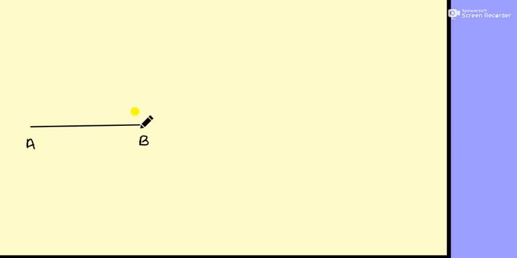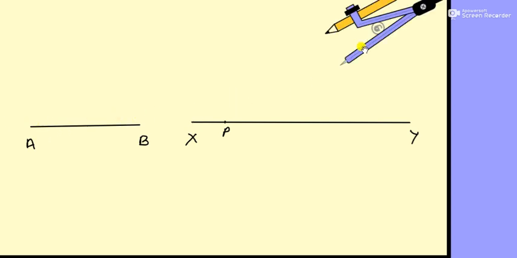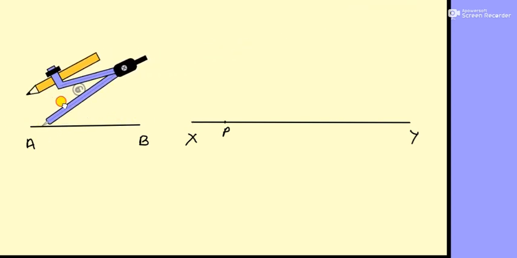We don't know the length of this AB. But we want to construct a line equal to the line AB. So first you draw a long line segment, and that is XY. You can write here X and Y. Now take a point P on this line. It is the point P, and now take a compass and keep it at point A.